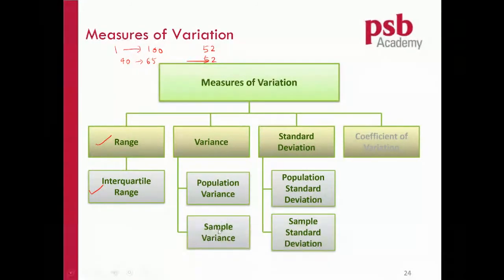You have a population variance, you have a sample variance. You have the population standard deviation, you have a sample standard deviation. So no matter what you have, you always have two sets, in a pair, the population and sample. But what is the difference between variance and standard deviation?